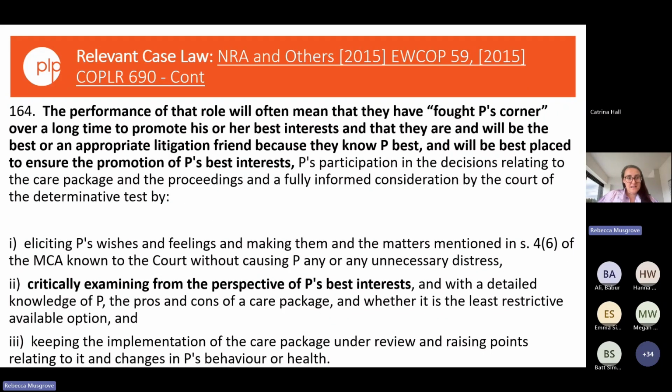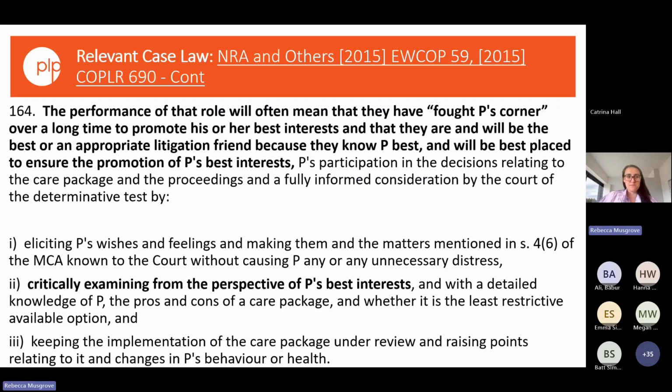And then you get to one of the things which is helpfully set out in this case, which is that exact kind of dilemma that I've talked about. Mr. Justice Charles talks about the performance of that role often meaning that family members have fought P's corner over a long time to promote their best interests, and they might be the obvious appropriate litigation friend because they know them best. And so it's not definite that family members can never be litigation friends. It's just that we need to exercise some caution when considering that because of the difficulties which may arise.